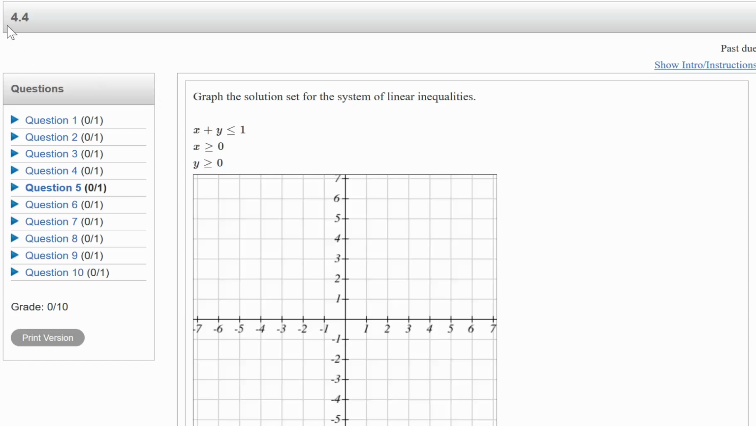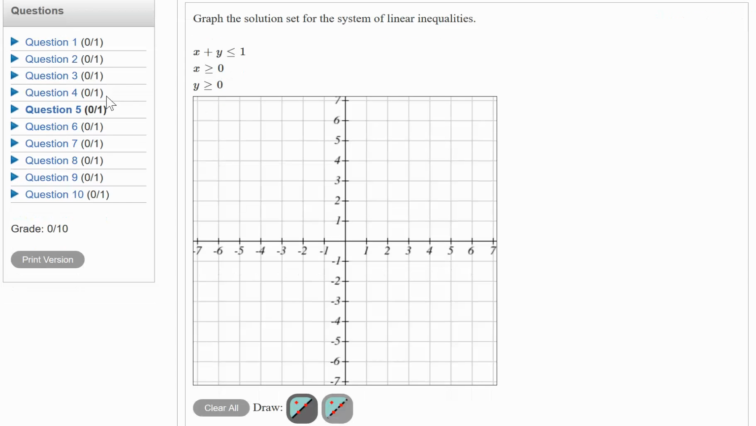All right, in 4.4, the numbers that came in were number 5 and number 6 as far as students getting stuck. So let's handle those together. So 4.4, let's move it down. All right, we have a few things here to take care of. X plus y less than or equal to 1, x is greater than or equal to 0, and y is greater than or equal to 0. So let's take a look at those on a little worksheet here.